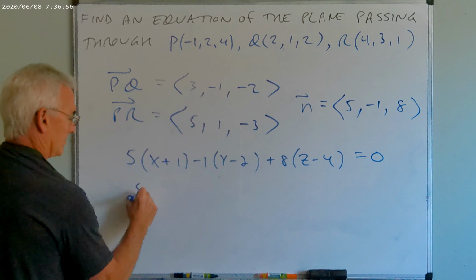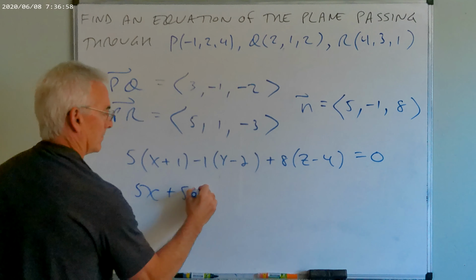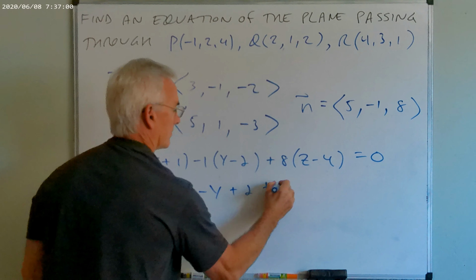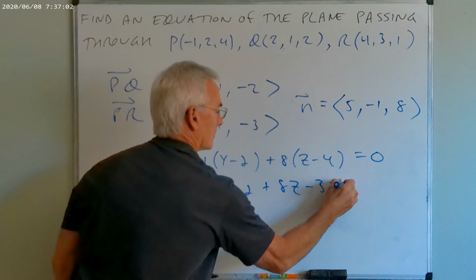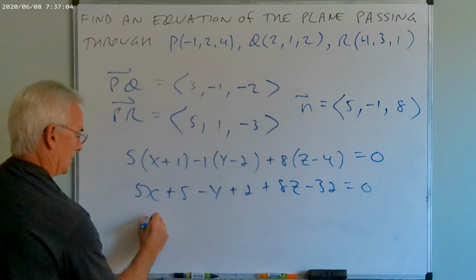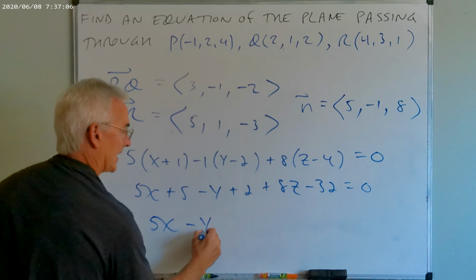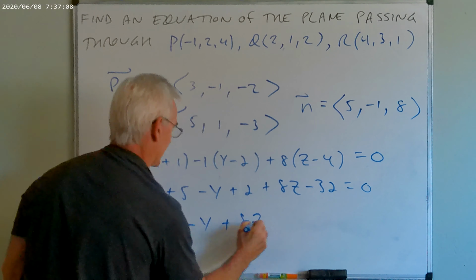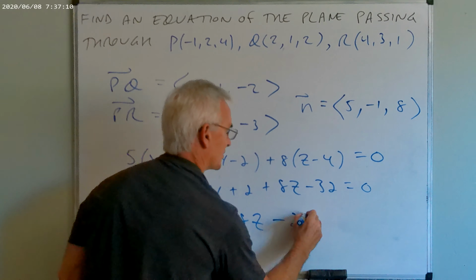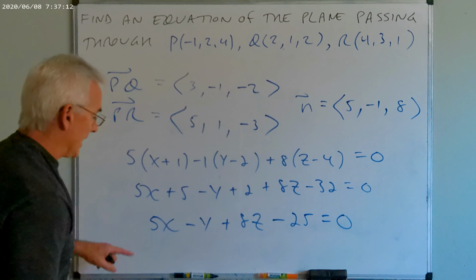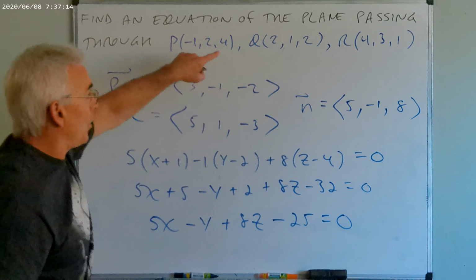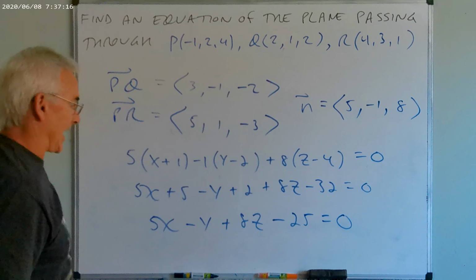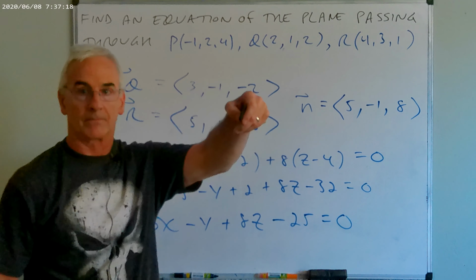Now when I distribute and I gather terms, I'll have 5x minus y plus 8z minus 25 equals 0. A simple check is that all 3 of these points must satisfy this equation.